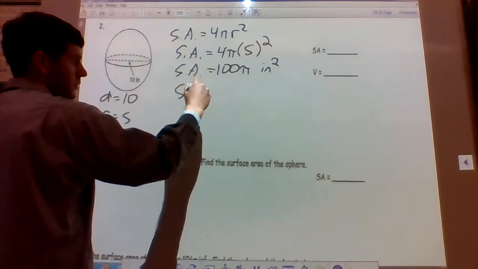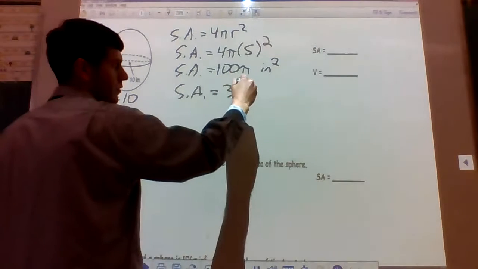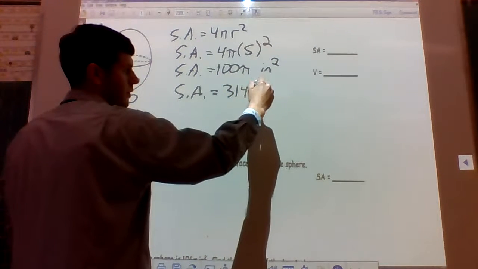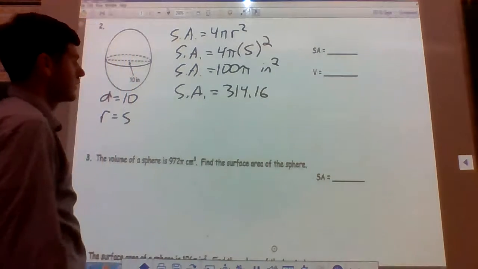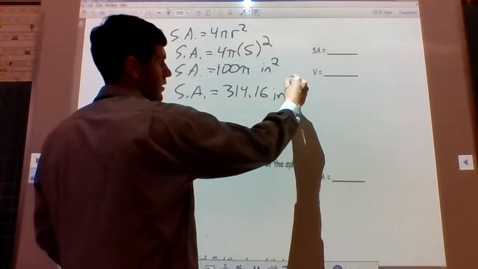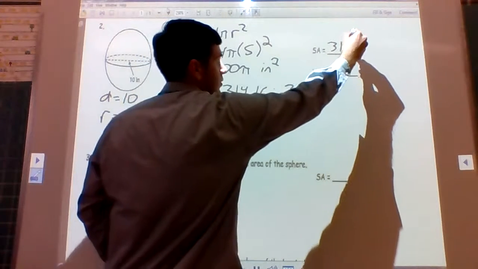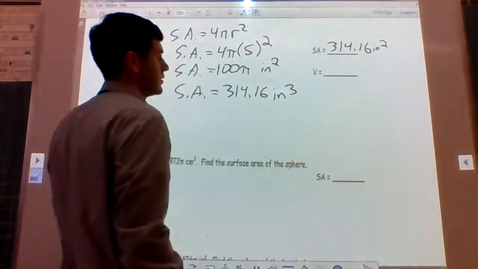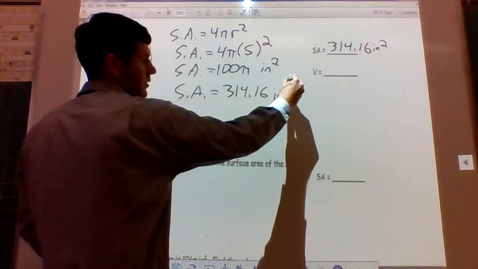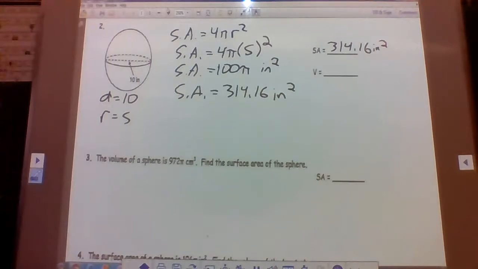100 pi is going to be 314.16. And that is inches squared. 314.16 inches squared. Cubed, squared. There it is, so it's squared.